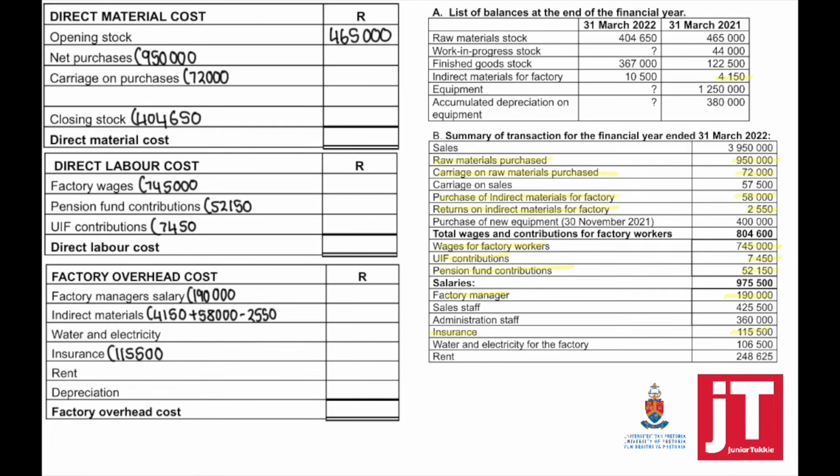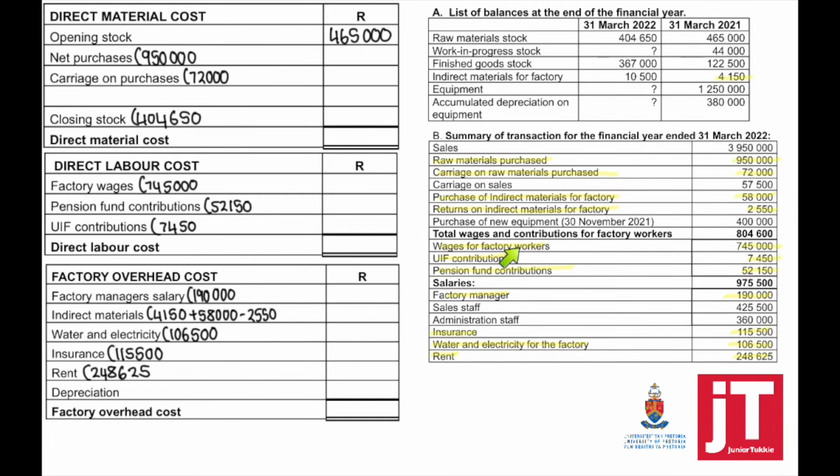Insurance, 115,500. Water and electricity for the factory, so we're just showing the amount in brackets. And then we have our rent, and we show the amount in brackets because we need to see if there were any adjustments. Now you would notice sales staff and administration staff is left over. Why? Because this forms part of the selling and distribution department and the administration department.